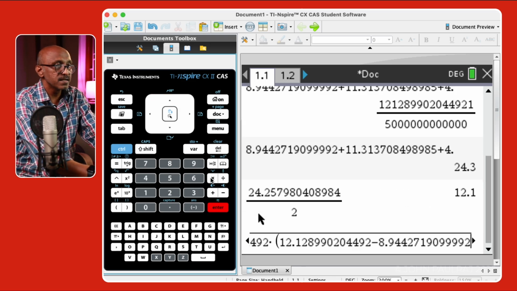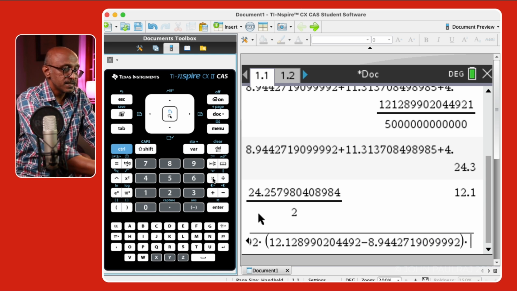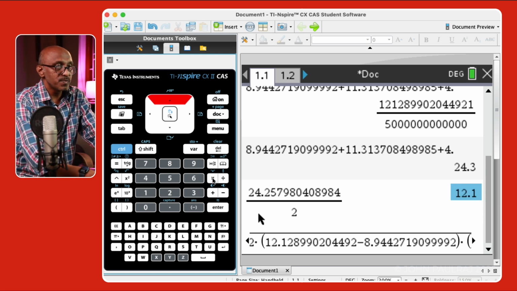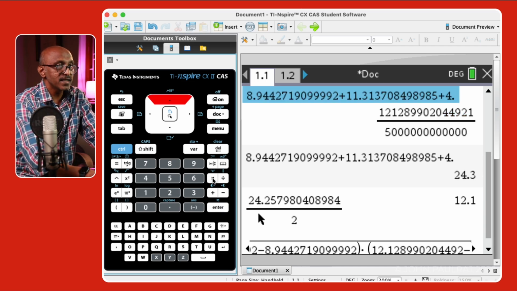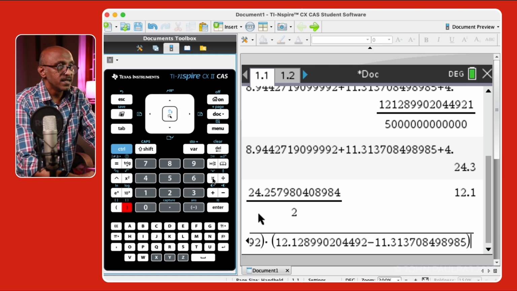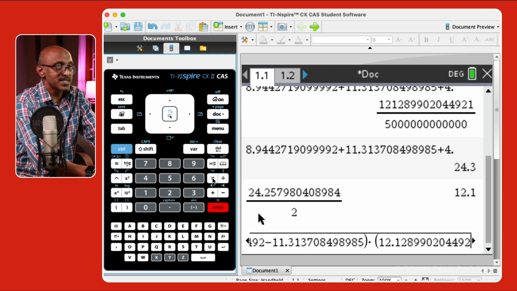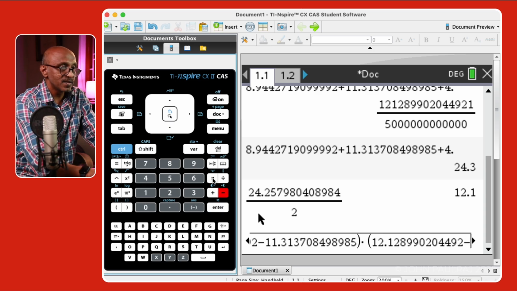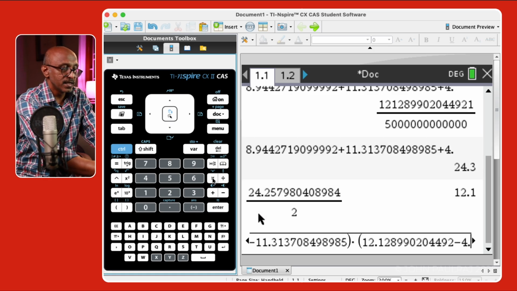That was my first side length, bracket, times bracket 12.1 and minus, and then go back again, and the second side length, this one, close the bracket, and times, open the bracket again. Oh, this is going to be interesting. Be careful. All right, so go back and get that. I think it was 4 and hit enter.